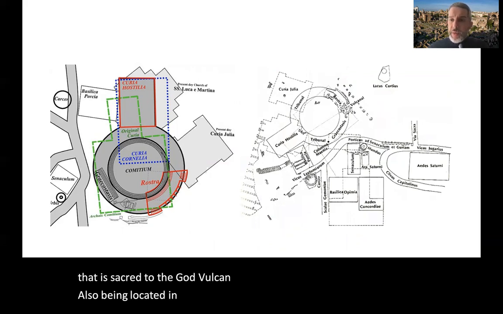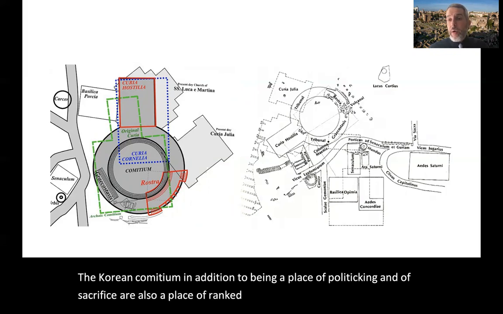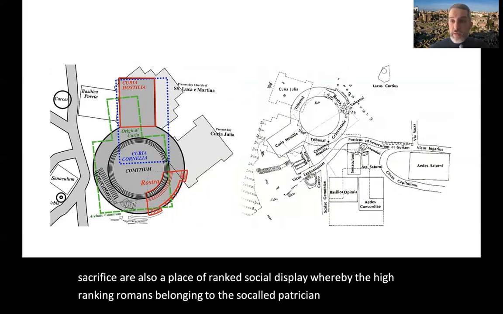The Curia and Comitium, in addition to being a place of politicking and of sacrifice, are also a place of ranked social display, whereby the high-ranking Romans belonging to the so-called patrician class use this district of the Forum in order to reinforce their position atop the social hierarchy.